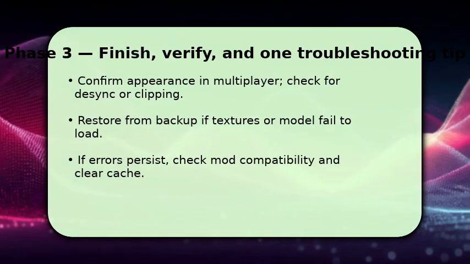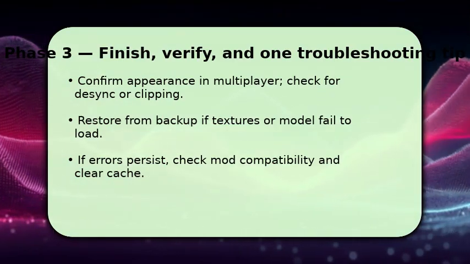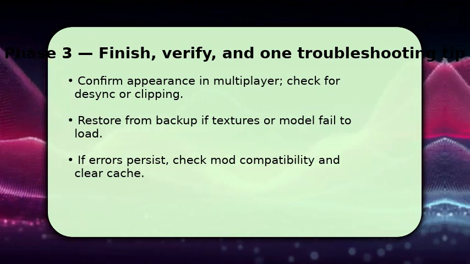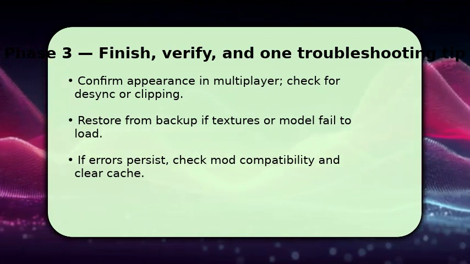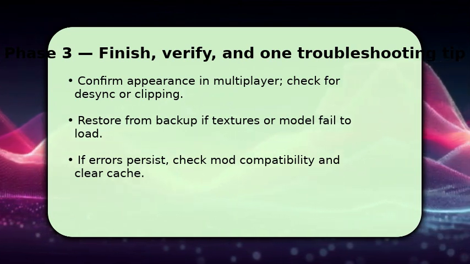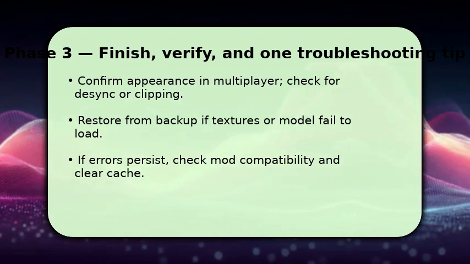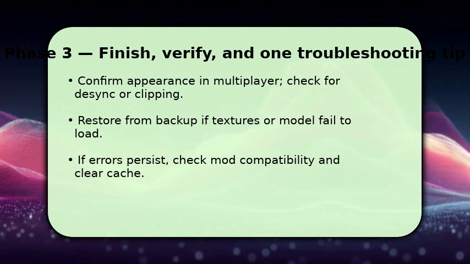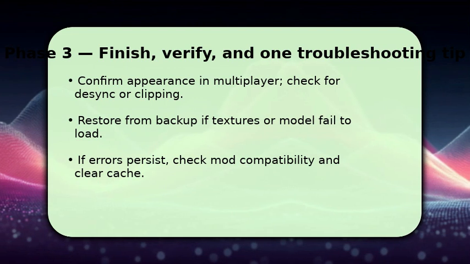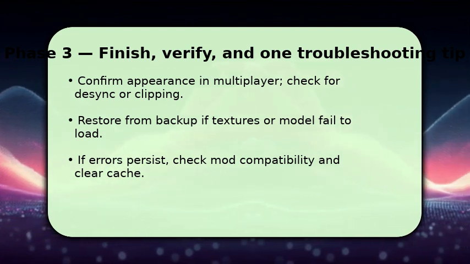To finish, confirm the model looks correct in multiplayer and during different animations, because local previews can be misleading. If textures fail or the model glitches, restore the backup immediately to prevent corrupted saves. Make sure to clear the cache and check mod compatibility if problems persist, since conflicting mods are a common cause of errors. One key troubleshooting tip: reproduce the issue after each fix so you identify the change that solved it and avoid reintroducing problems later.